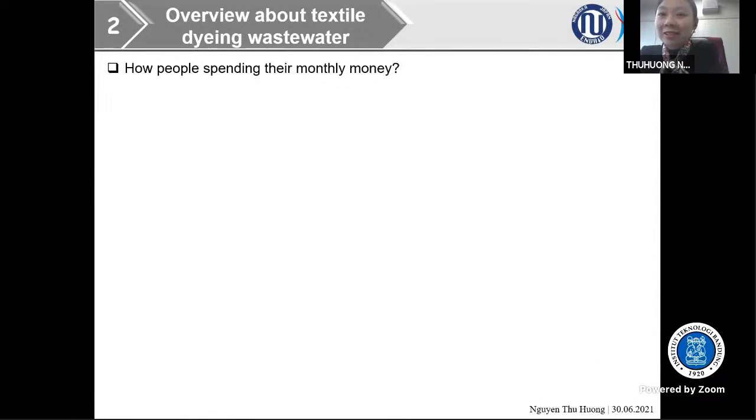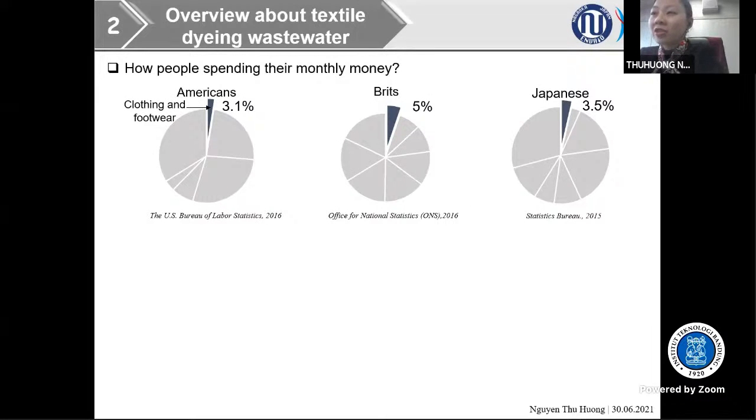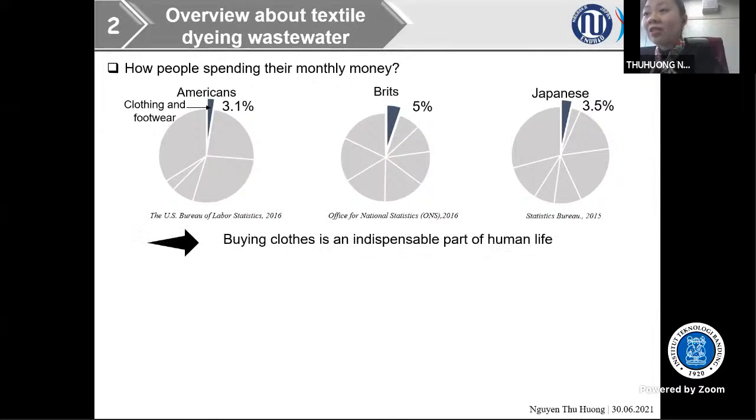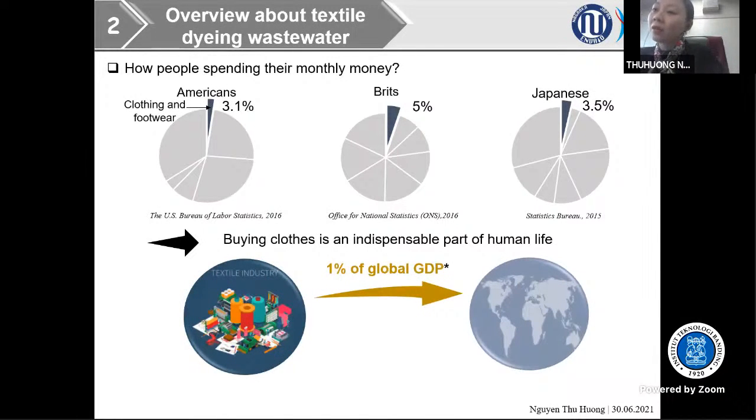The first question is, how much do you usually spend on clothes each month? According to some reports, besides the major spending such as housing, transport, or healthcare, about 3 to 5% of monthly spending of Americans, British, and Japanese is on clothes and footwear, of which 90% usually comes from clothes. So although not a daily human need, the fashion and apparel industry is still an important part of human life. That is why this industry contributes 1% of global GDP and still tends to increase every year.